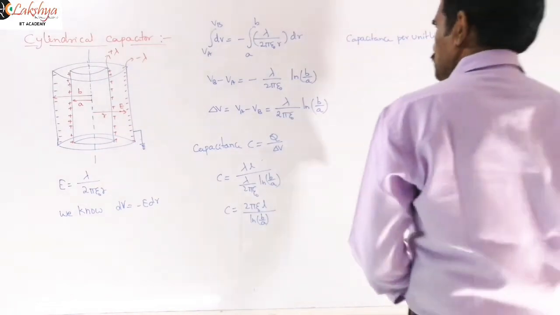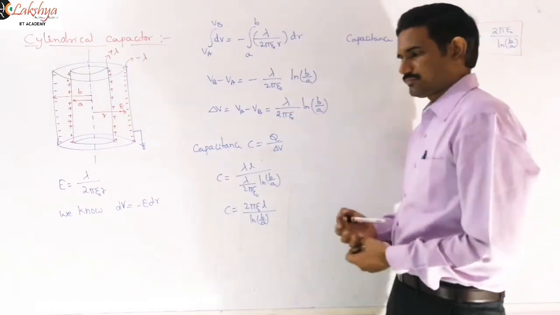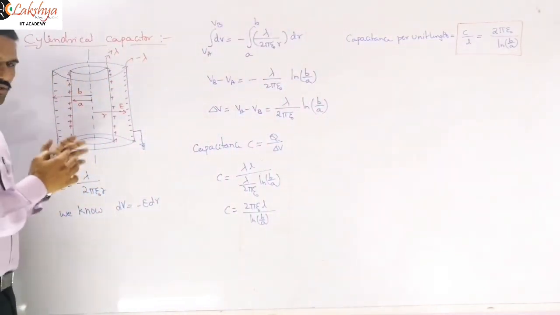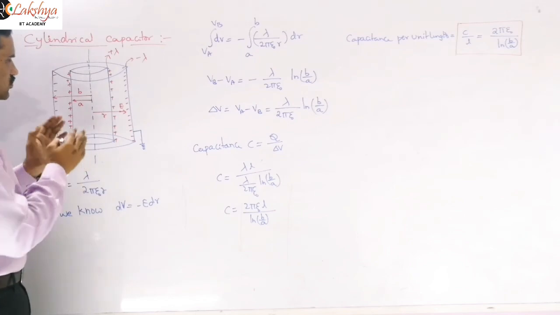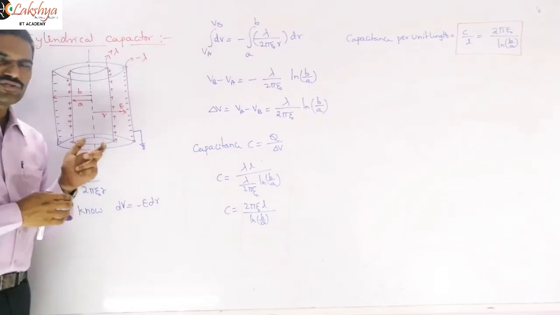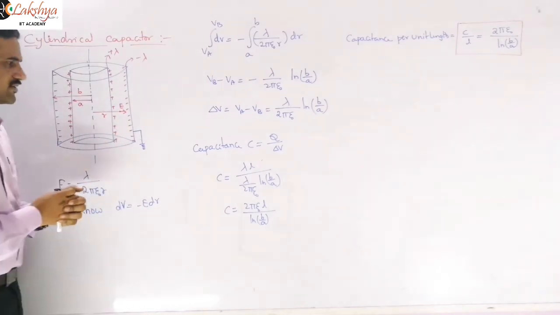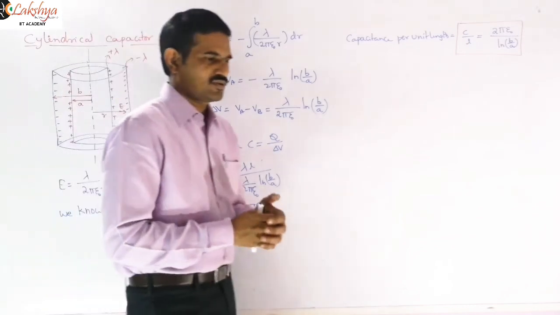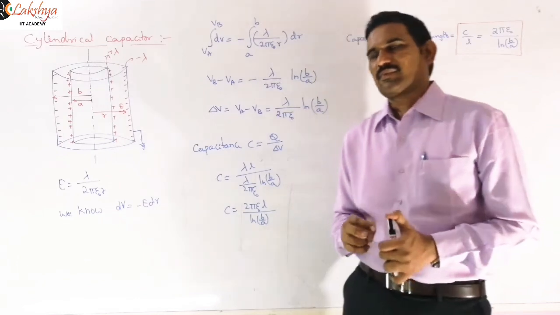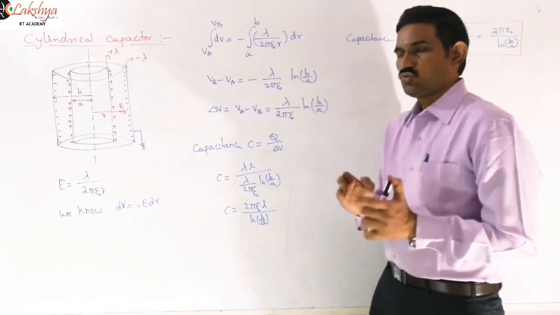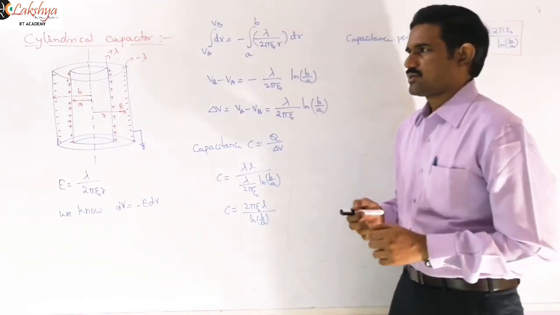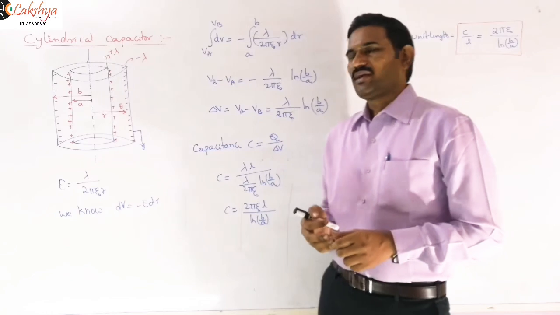Now let us see the capacitance of a cylindrical capacitor. We are taking two concentric cylindrical shells having radii A and B, and their length is very large when compared to the radius of the cylinders. So first, let me write that information. Consider two long concentric cylindrical shells of radii A and B, respectively.